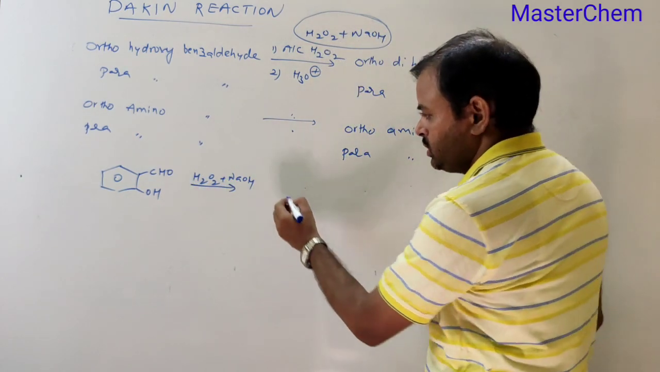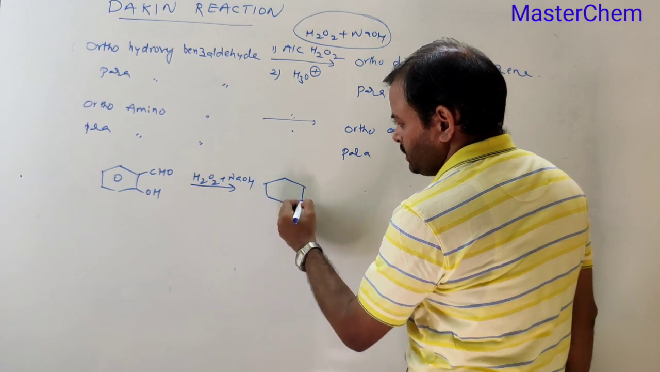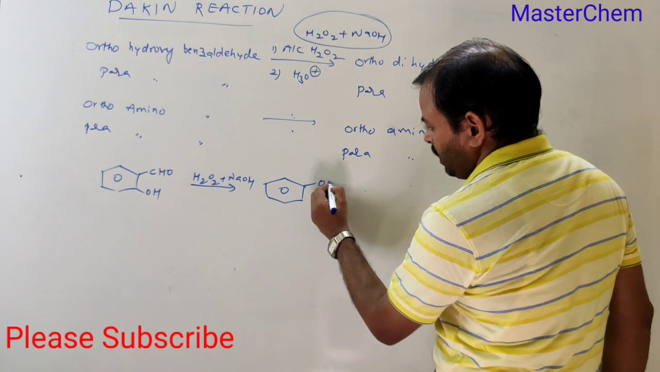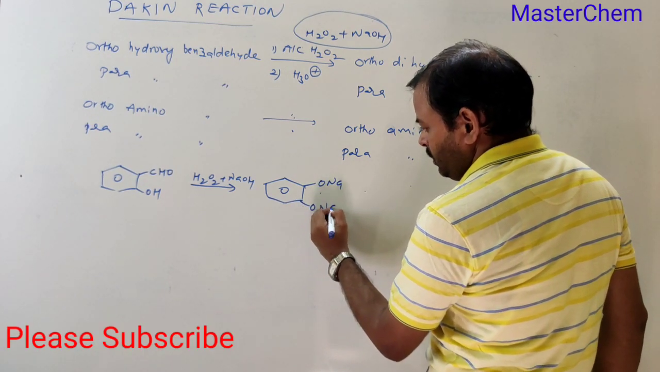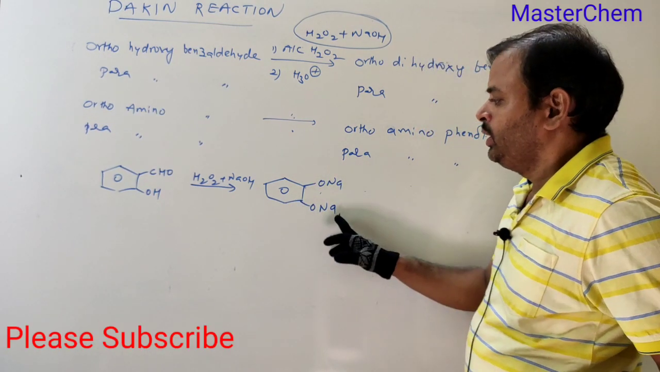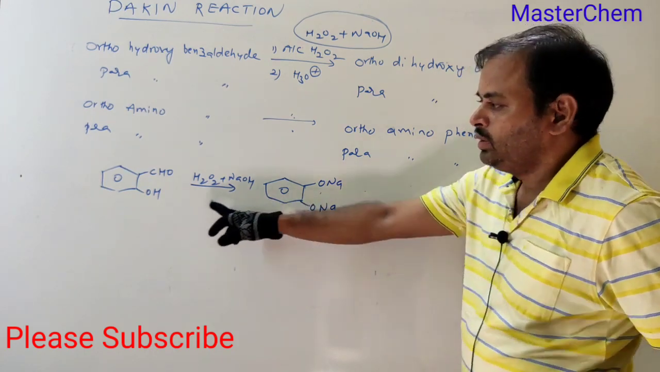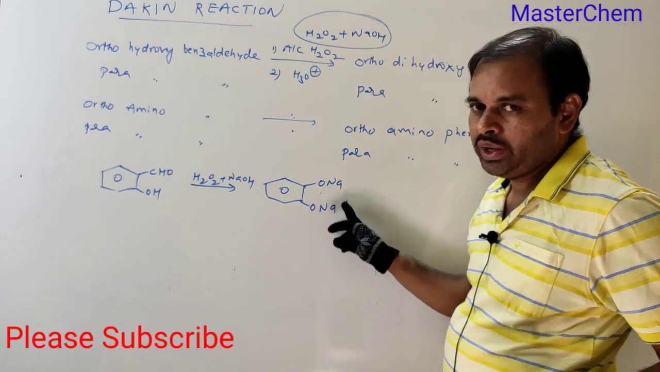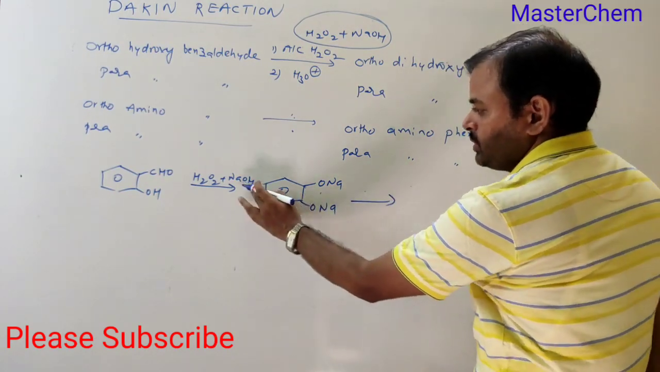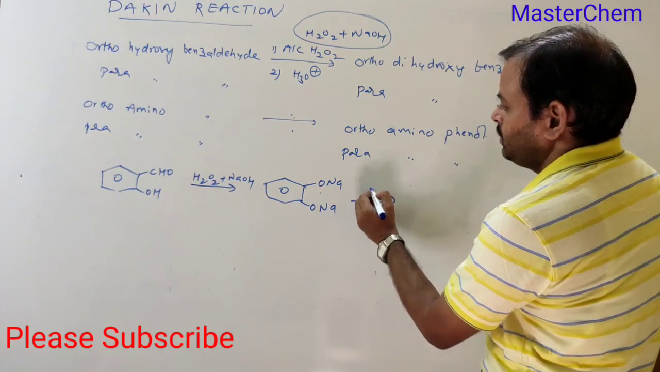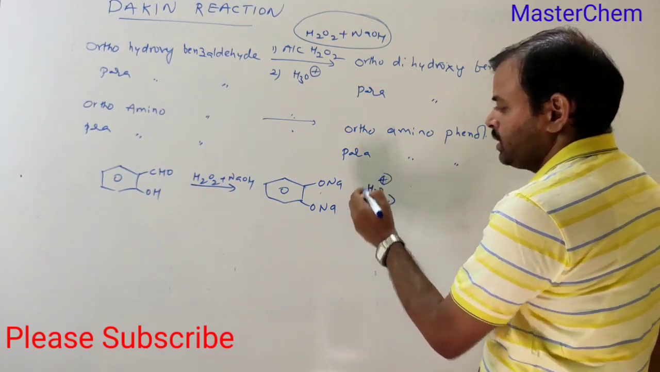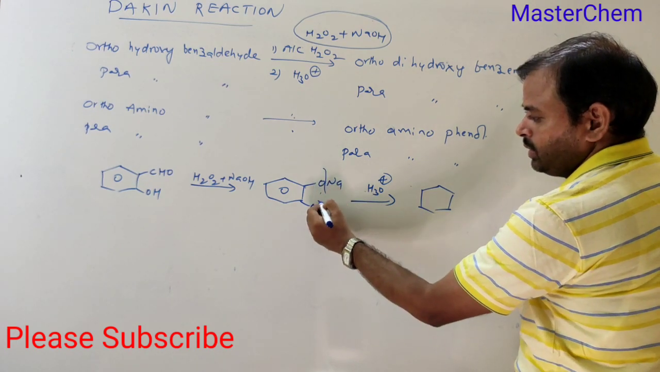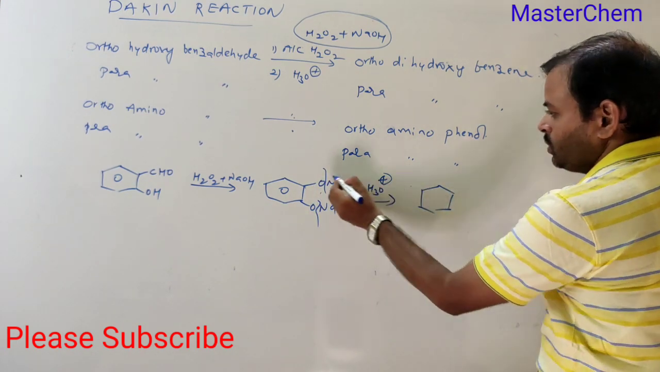In this case, both the CHO and OH groups convert into ONa. Next, hydrolysis with H3O+ takes place, again in this way, with H2O.